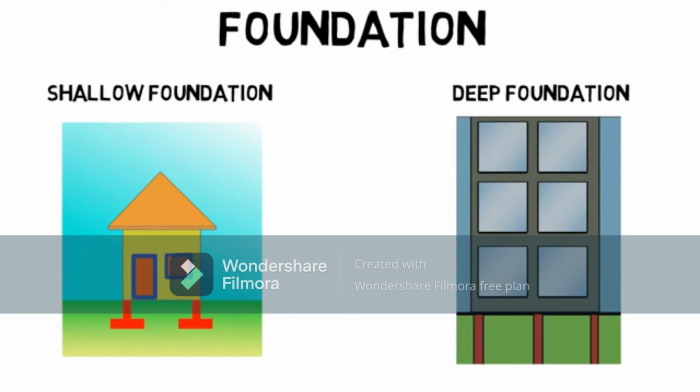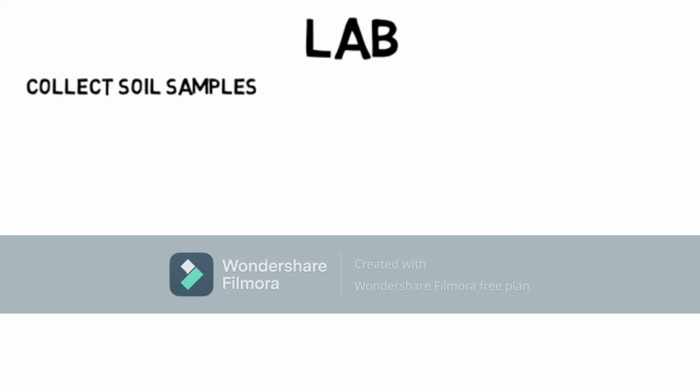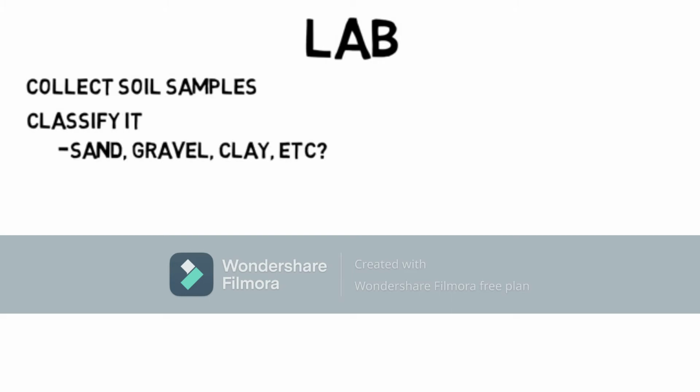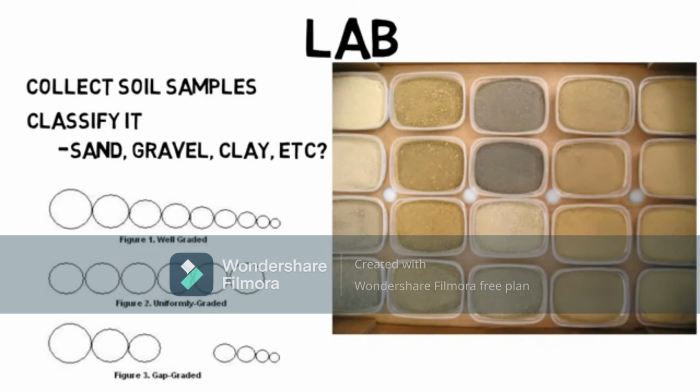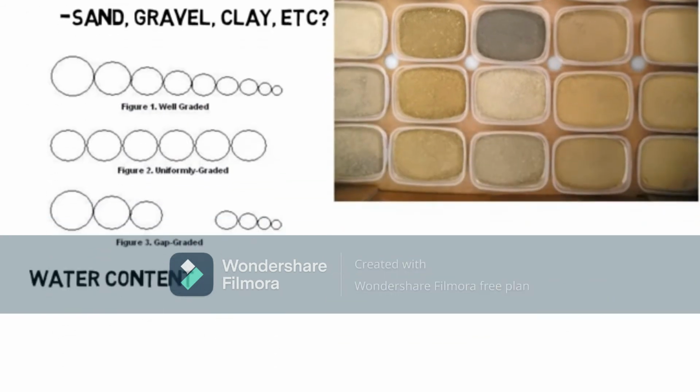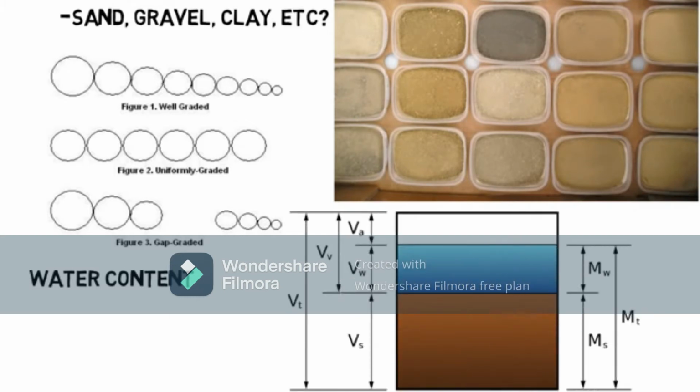But geotechnical engineers rely heavily on testing. So a lab you might see in college is to go out as a class and collect soil samples around your university and bring them to lab. You would have to classify it, like is it sand, gravel, clay, etc. There are many soil types and you may have to look at the grain size or how it reacts to water. You determine its water content by analyzing the sample, which will be comprised of a solid soil, water, and air of different masses and volumes.